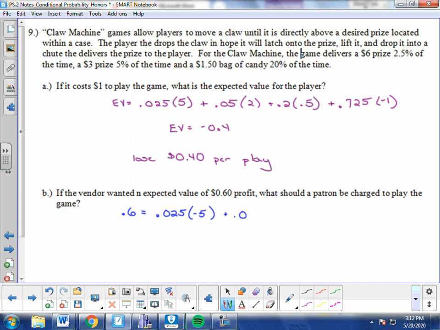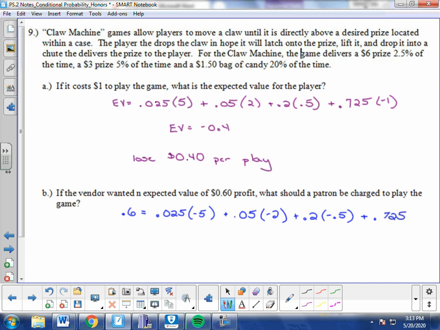From the 5% chance of winning a prize, or 0.05, if they win that $3 prize, I get a dollar, but then I give away a $3 prize, so I'm losing $2 as a vendor. Then finally, for the bag of candy, that happens 20% of the time, I'm losing 50 cents. Now, when the player gets nothing, as the vendor, I'm winning. So 0.725.